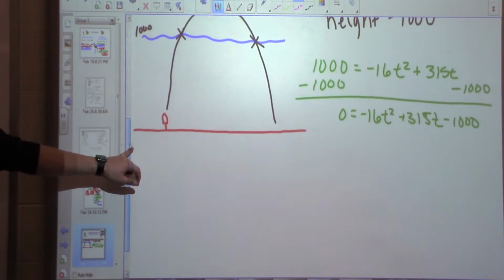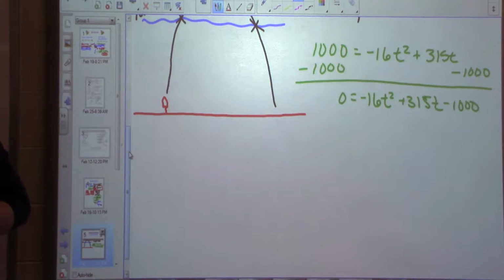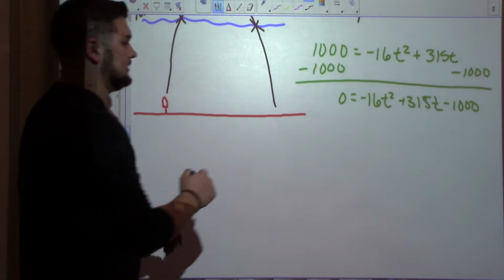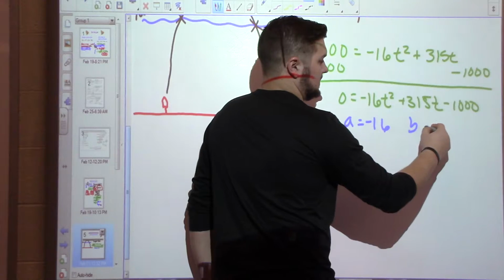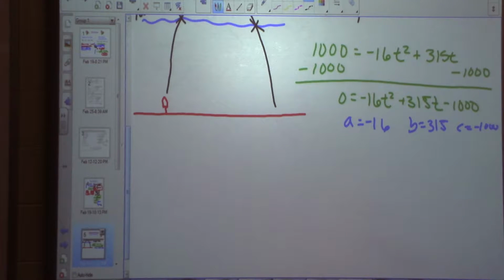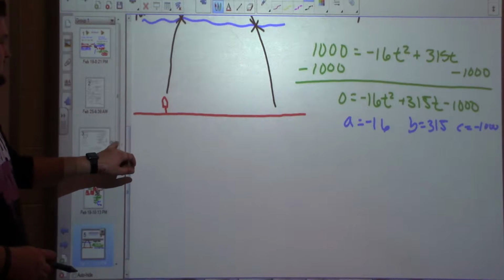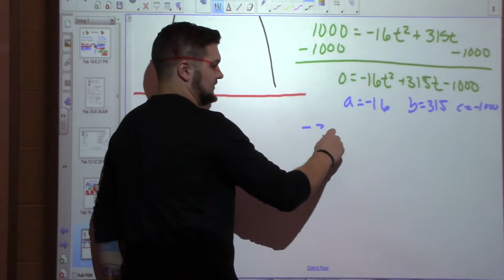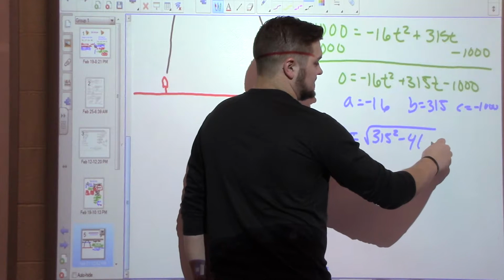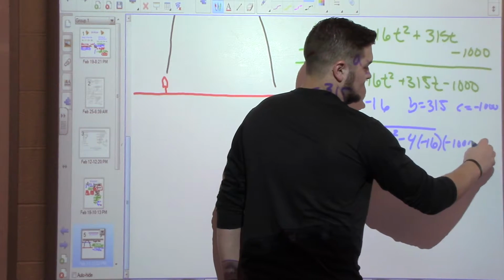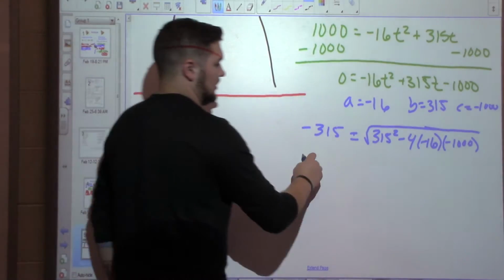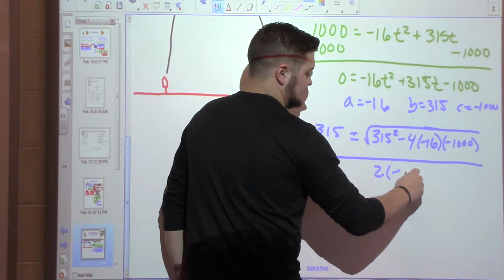Now, if you're a wizard and you can factor that, go ahead and try. But it's not going to factor to anything very nice. I promise you that. So we're going to need to use the quadratic formula here. a equals negative 16, b equals 315, c equals negative 1,000. So, negative b, negative 315, plus or minus the square root of 315 squared minus 4ac, 4 times negative 16 times negative 1,000, all over 2a, all over 2 times negative 16.